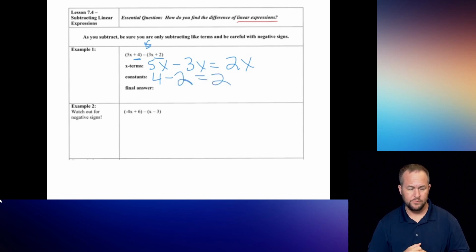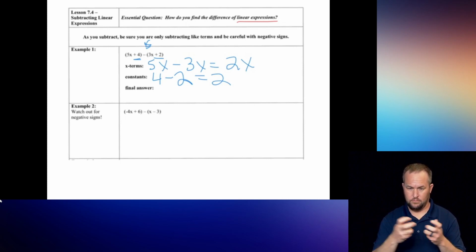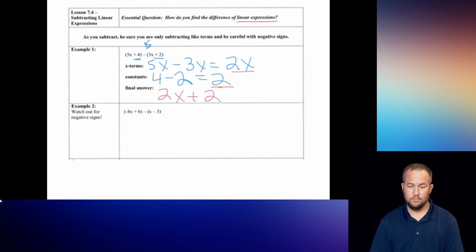So for my final answer, I have to take the x term value and the constant value and put them together. So I had up here a 2x, and I had a positive 2 for the constants. So my final answer is 2x plus 2. You have to put that plus sign to show that it was positive.